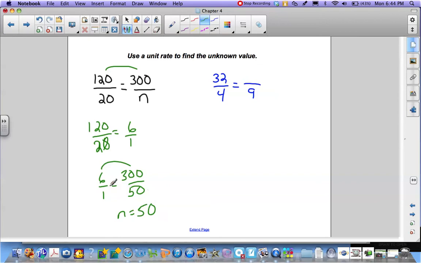Okay, and again, there's a relationship between the ratios. 6 times 50 is 300. 1 times 50 is 50. Or within the ratios, 1 times 6 is 6. 50 times 6 is 300.